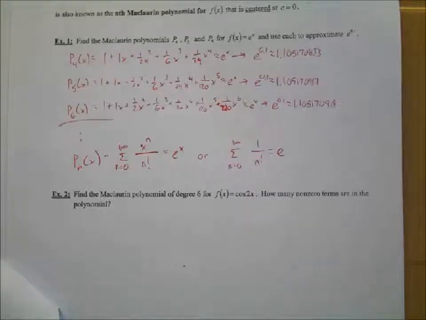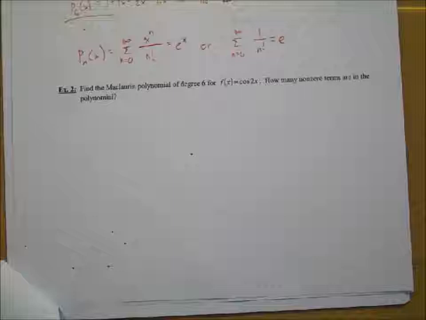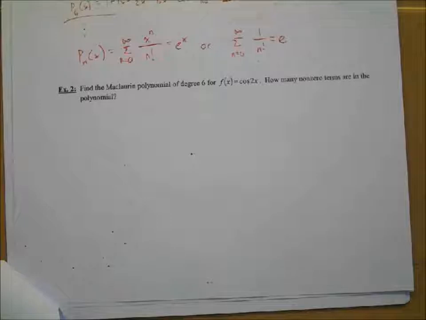Okay. So, wow, we've kind of worn e out a little bit here. So let's try something different. Whoa, trigonometry. All right. So, degree 6. Awesome. So, let's go with this here. All right. Cosine of 2x is what we're trying to approximate here. How many non-zero terms are in the polynomial?